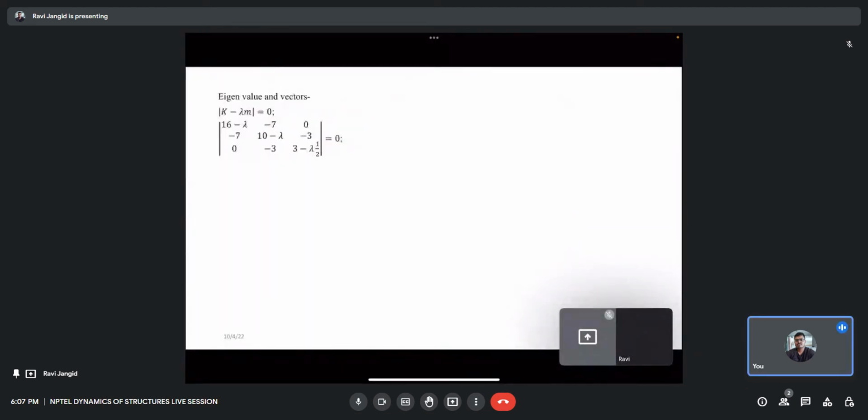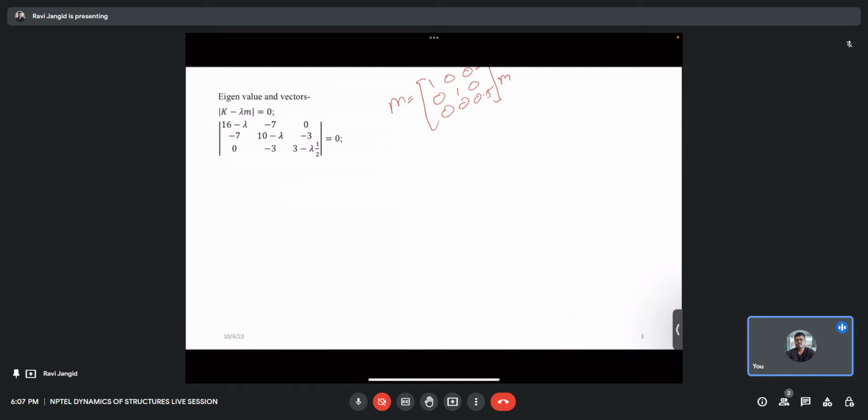Okay, so we restored our network. After that, eigenvalue and vector. So we put k minus lambda m. What was our m matrix? That was the diagonal matrix 1, 0.5 times m, so I put it with lambda. The k and m I keep aside to make it easy to solve this equation. So if I solve this, I will get the equation.